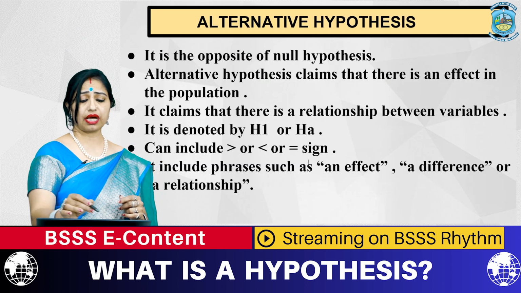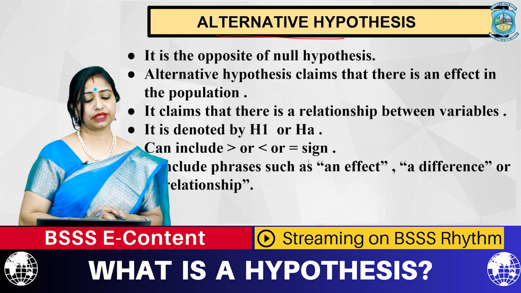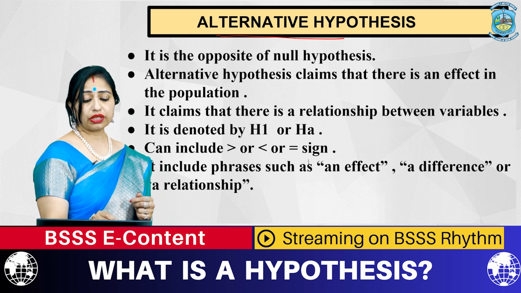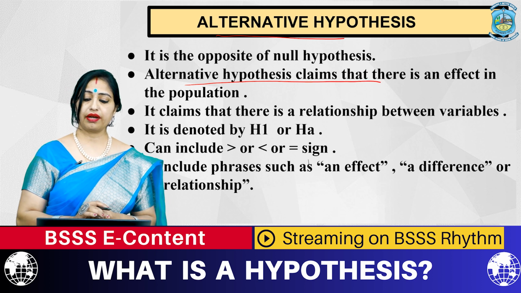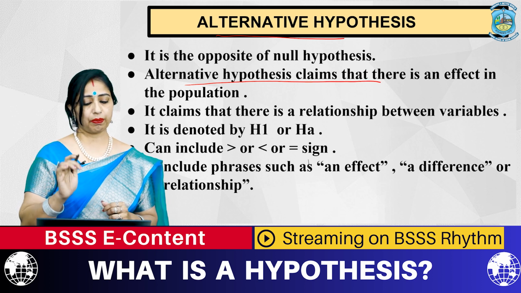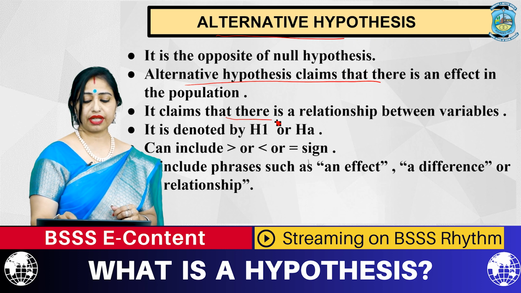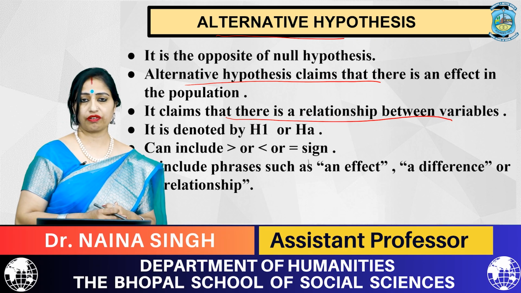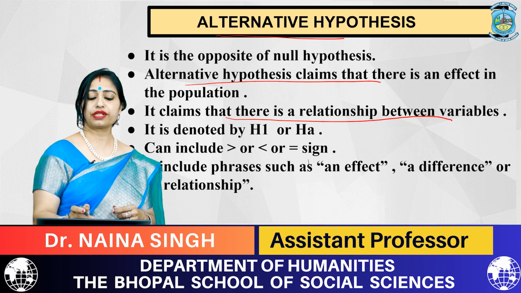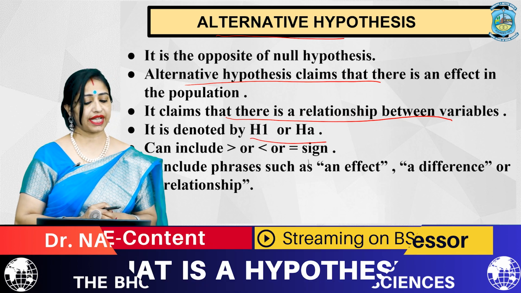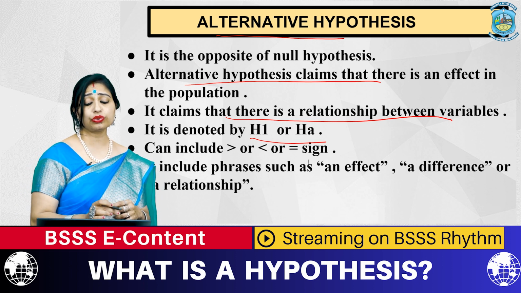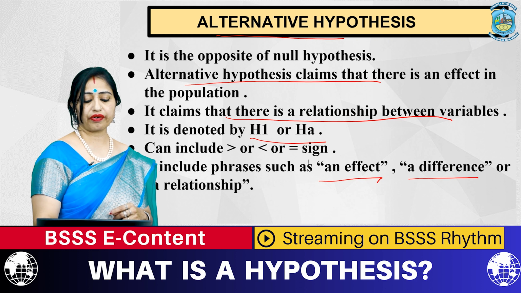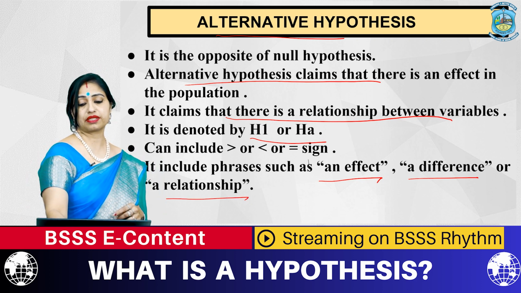Let us talk about the other hypothesis, that is the alternative hypothesis. It is just the opposite of the null hypothesis. Alternative hypothesis claims there is an effect in the population. It claims that there is a relationship between 1 or 2 or whatever variables we have utilized in the hypothesis. It is denoted by H1 or HA.